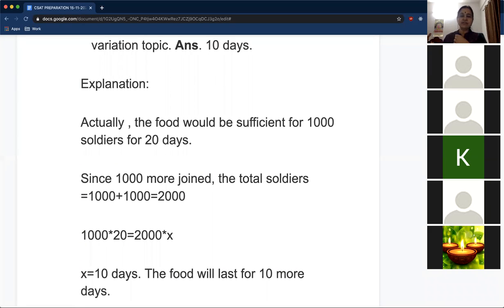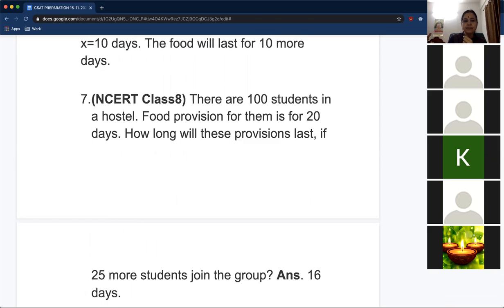It is quite natural, mentally also you can do it. It was sufficient for 20 days. Now 1,000 more people came. So instead of 1,000 people eating for 20 days, it is 2,000 people eating for 10 days, right? 10 days.